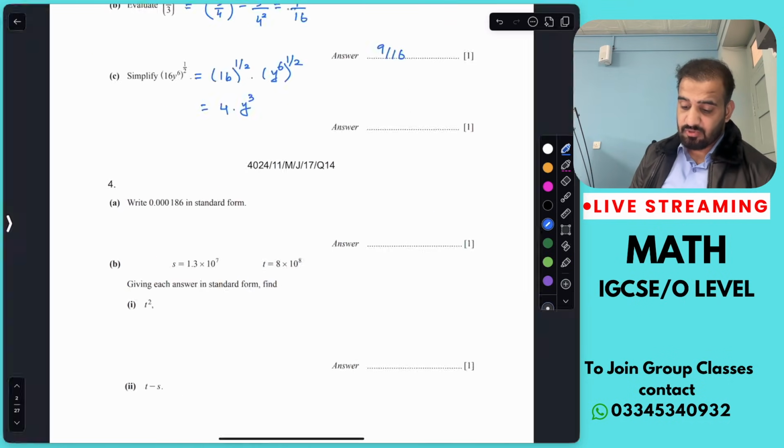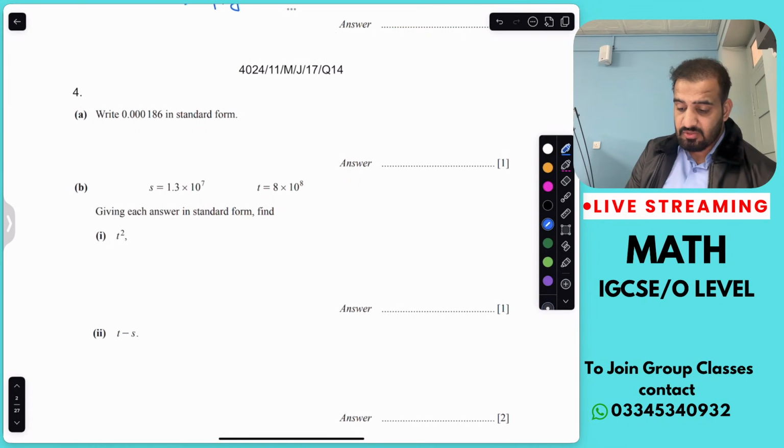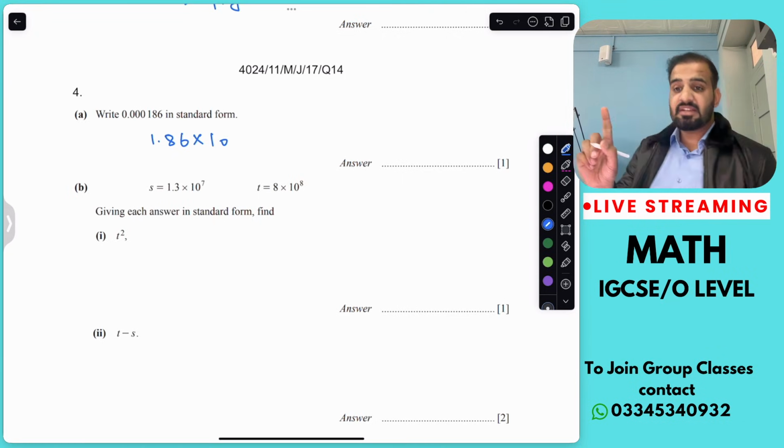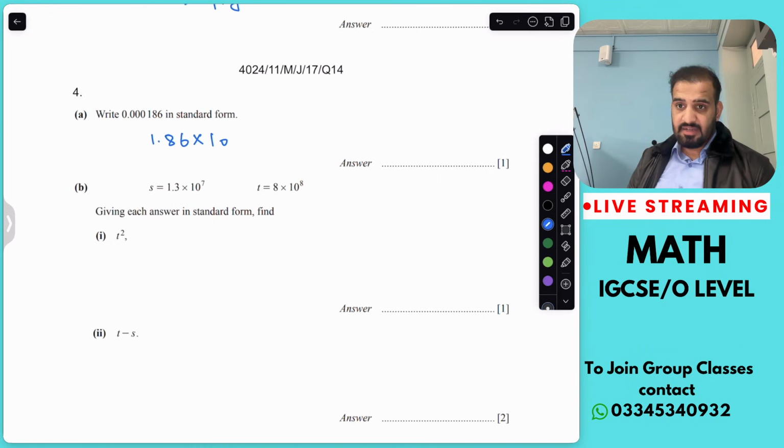Moving on to question 4. So this will become 1.86 cross 10 raised to power. We are moving the decimal to the right side. So if we move the decimal to the right side, we write power negative. So it is -4 with negative.